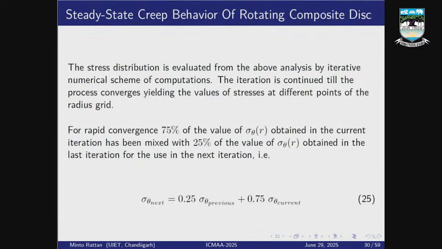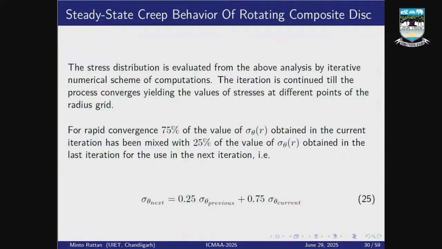An iterative solution technique can be employed using the boundary conditions that radial stresses at inner and outer boundaries should be zero. The stress distribution is evaluated from the above analysis by an iterative numerical scheme of computations. The iterations are continued till the process converges, yielding the values of stress at different points of the radius grid. For rapid convergence, 75% of the value of tangential stress obtained in the current iteration has been mixed with 25% of the value of tangential stress obtained in the last iteration for use in the next iteration as shown.